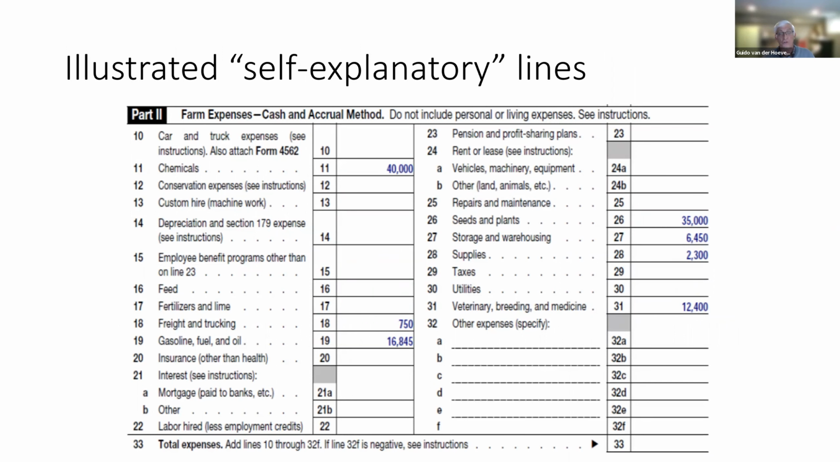We're looking at, again, part 2. Here's our expenses. And so in this example, we got $40,000 worth of chemicals. We got $750 in freight and trucking. You've got some veterinary, breeding, and medicine expenses for the livestock over on line 31, $12,400. And then the seeds, $35,000. As you can see, y'all can read just as well as I can, but you can see that this makes sense. These go to this place, and they are self-explanatory.